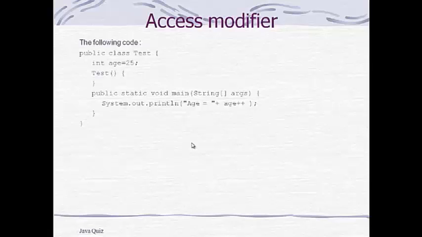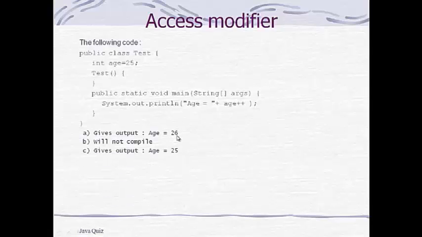Access modifier. So we are trying to print the age with age plus plus increment also, and we are printing also. So the output, will it be age equal to 26, or does it not compile, or age equal to 25, or none of these answers?